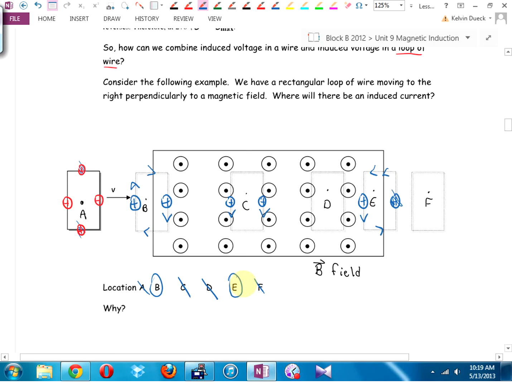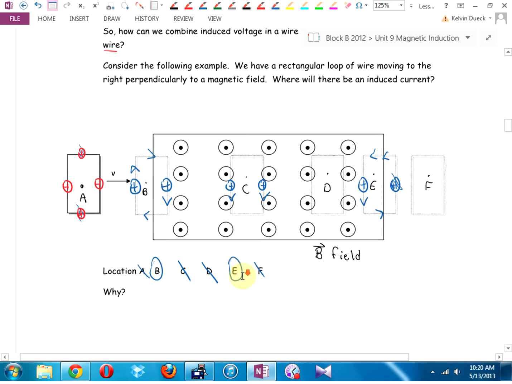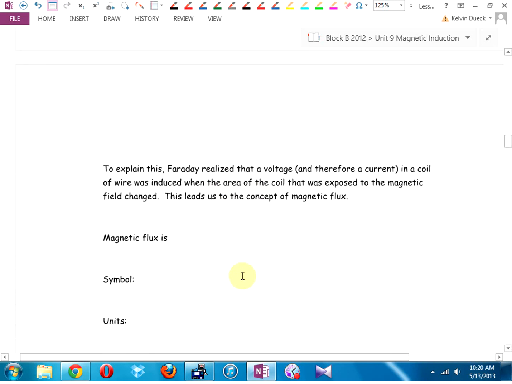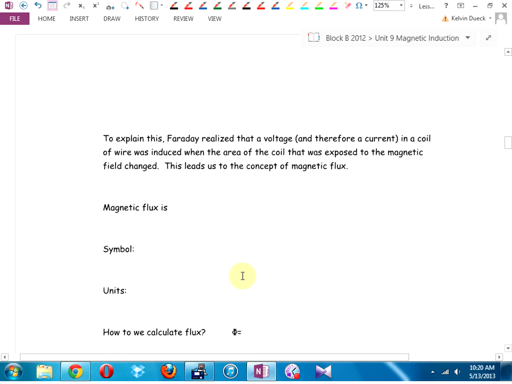He realized, aha, magnetic fields don't cause current. The amount of magnetic field passing through a coil doesn't cause current. If you change it, that's when you cause current. There's going to be a delta in our equation. This brings us to the concept of magnetic flux. So to explain this, Faraday realized that a voltage, and therefore current, in a coil was induced when the area of the coil that was exposed to the magnetic field changed.